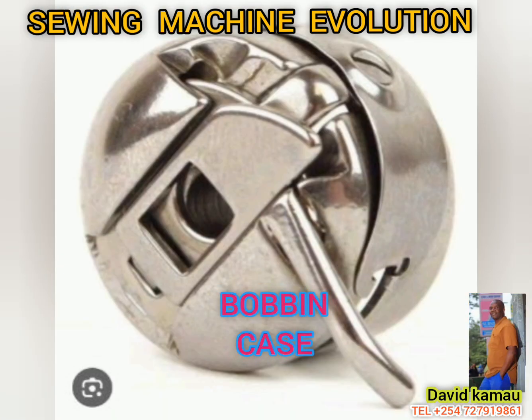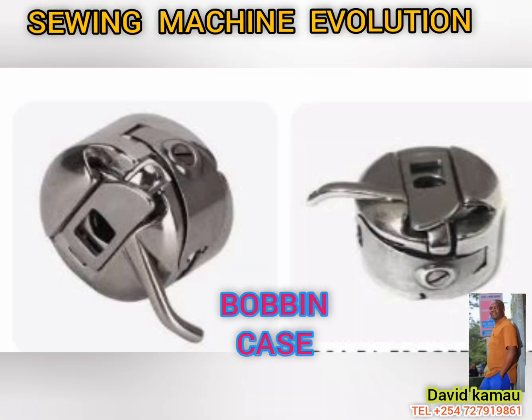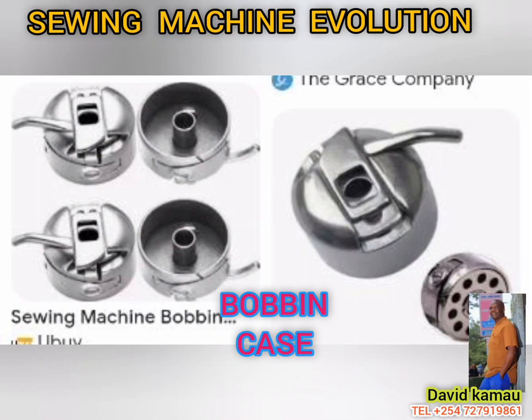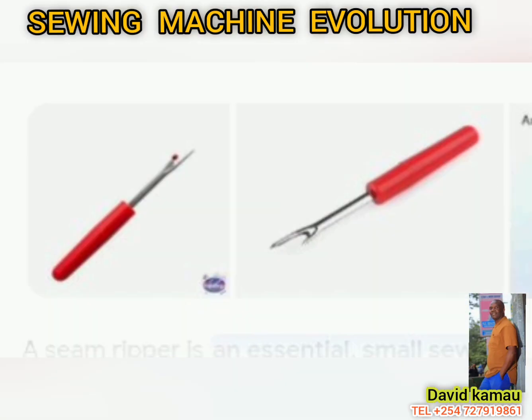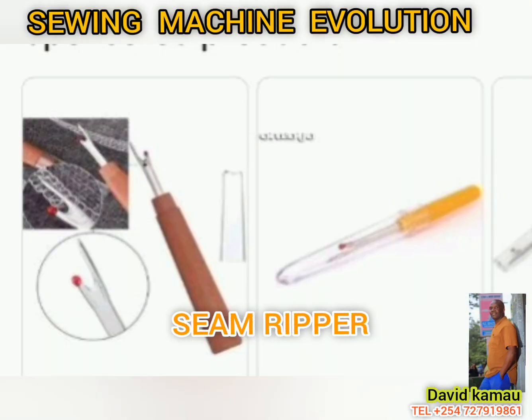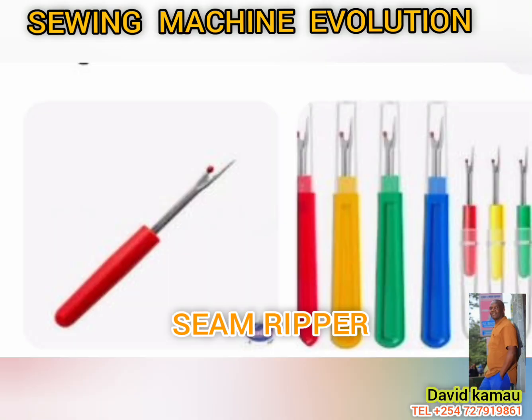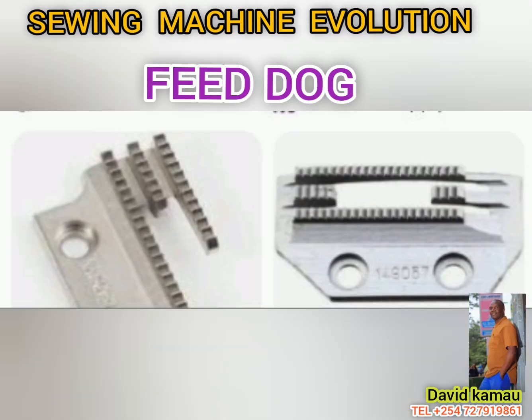We still have this bobbin case. Bobbin cases, still there. You have seen bobbin keys, different types, different sizes, for different machine types. This is a seam ripper used to undo the stitches. Seam rippers are used to undo the already sewn stitches.